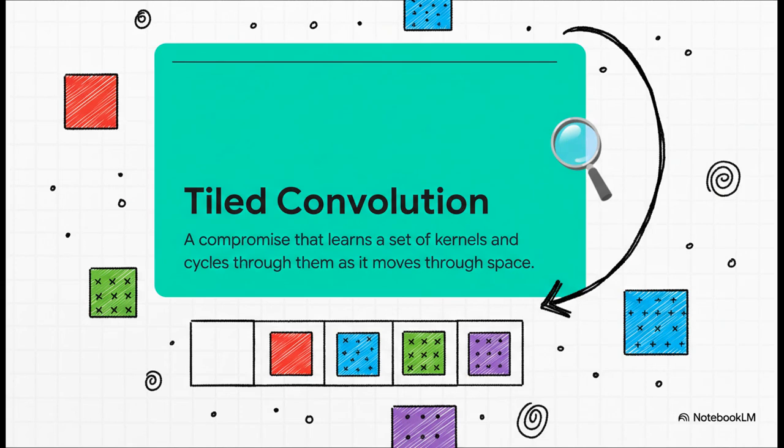Which brings us to a beautiful compromise, tiled convolution. This is the best of both worlds solution. Instead of having just one universal kernel, or a unique kernel for every single pixel, you learn a small toolkit of, say, 4 or 5 different kernels. Then you just cycle through them in a repeating pattern across the image. It gives you a lot more flexibility and power without the insane cost of a fully locally connected layer.